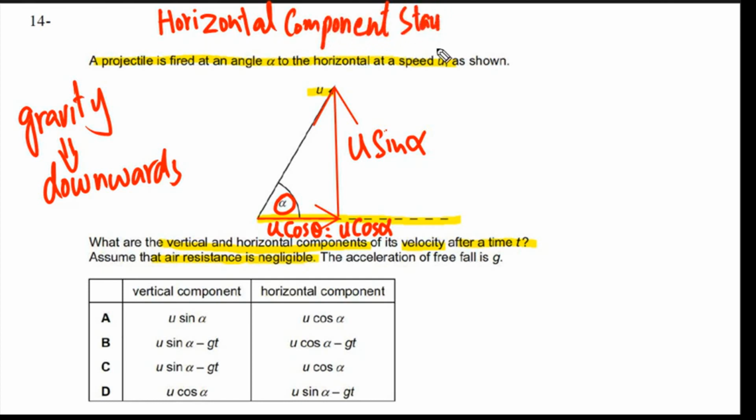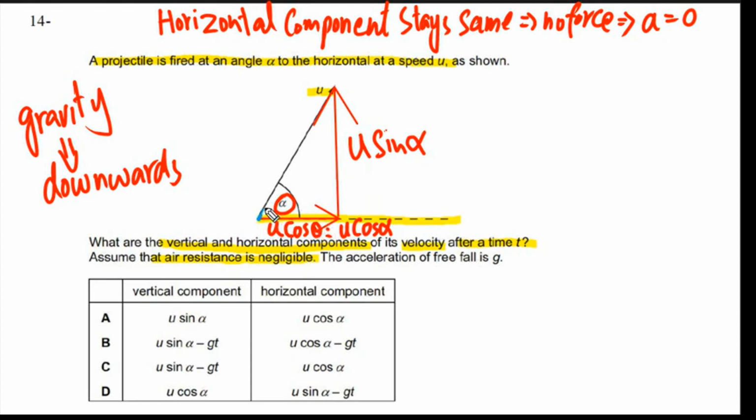Stays same means does not change. Stays same. Why? Because no force is acting along the horizontal. If there is no force, it means that a is equal to 0. There is no resultant force, so the velocity component stays the same. So this is one thing we have found.